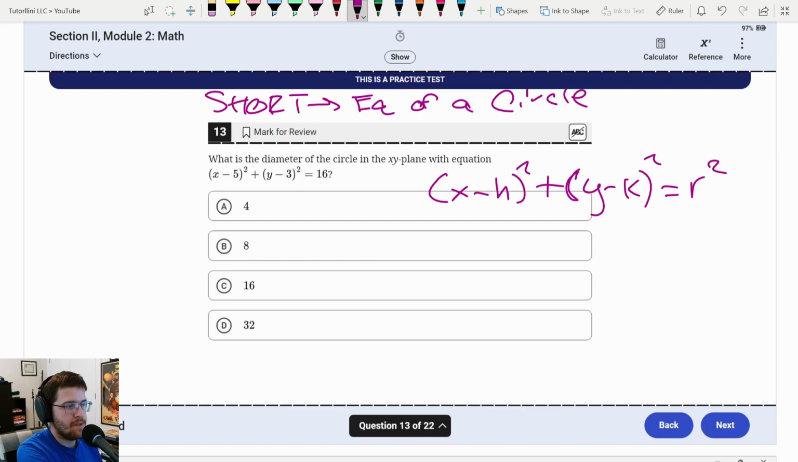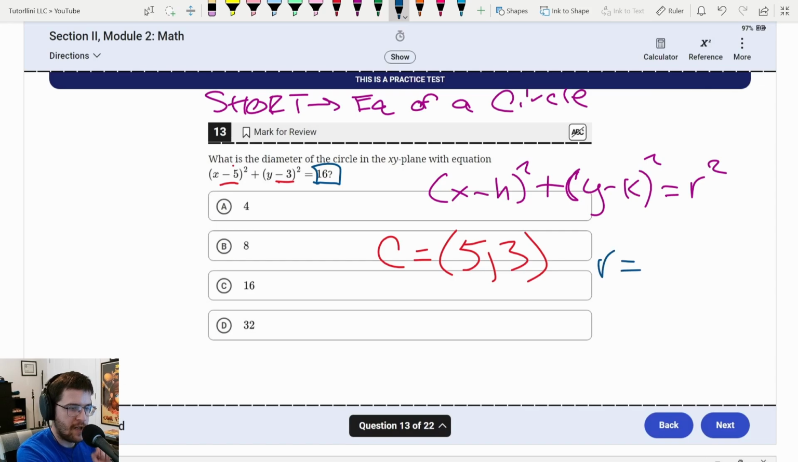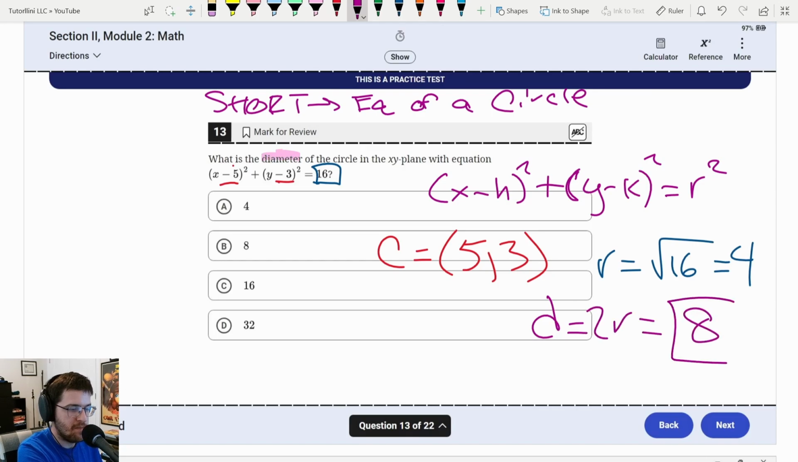So what we do is define the center. We circle these 2 numbers here, -5 and -3, but we change the sign. So the center is 5, 3. Lots of people would mess that up. And then here we have 16. So the radius is the square root of that number on the right because this is r squared. So we take the square root of 16 and we get 4. Now the question wants the diameter. So the diameter is double the radius. So 2 times 4 is 8.